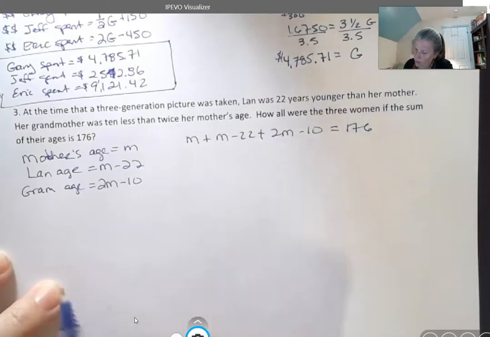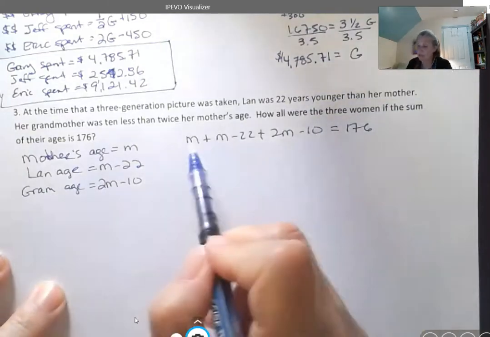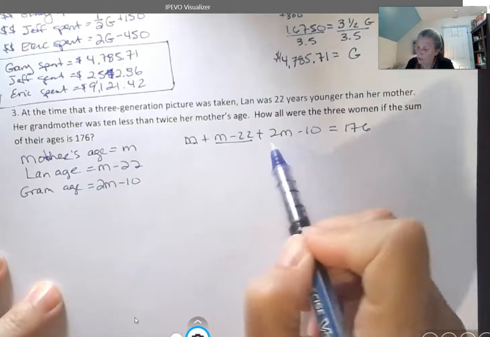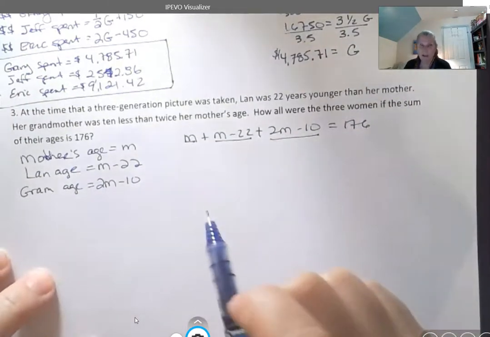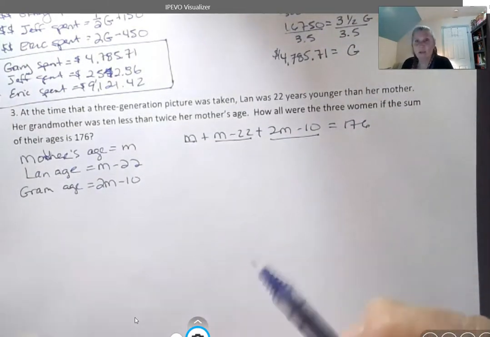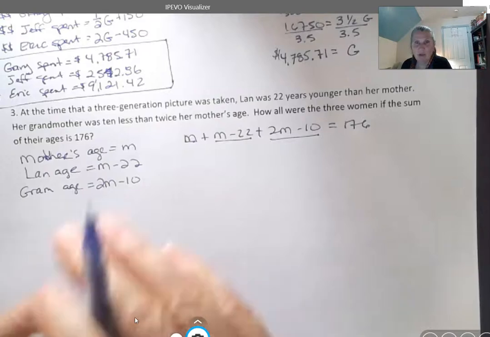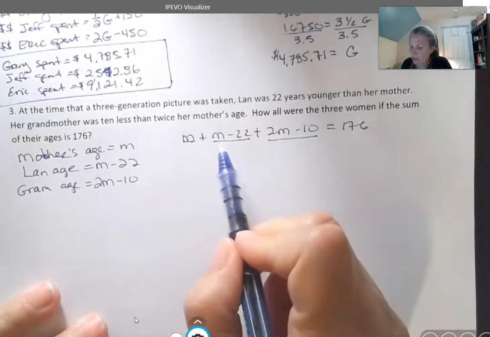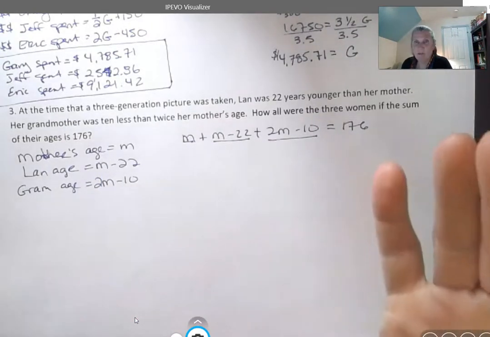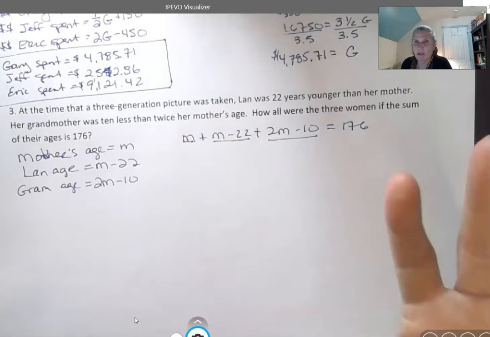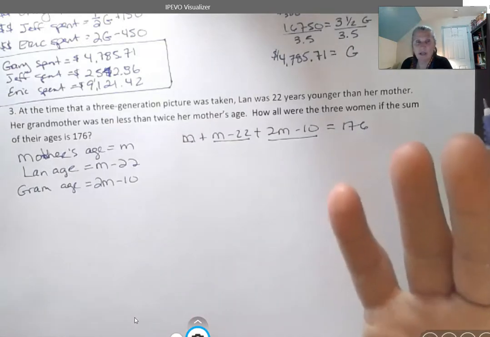I don't know why I put a minus there. So this is the mother's age, Lon's age, and the grandmother's age. They all add up. So I had a moment there where I was like, wait. And when something like that happens, this is a good little teaching moment. So I just about said M plus M minus 2M. That's no M's. And I wouldn't be able to solve this equation without a variable. And so I knew that I had done something wrong.